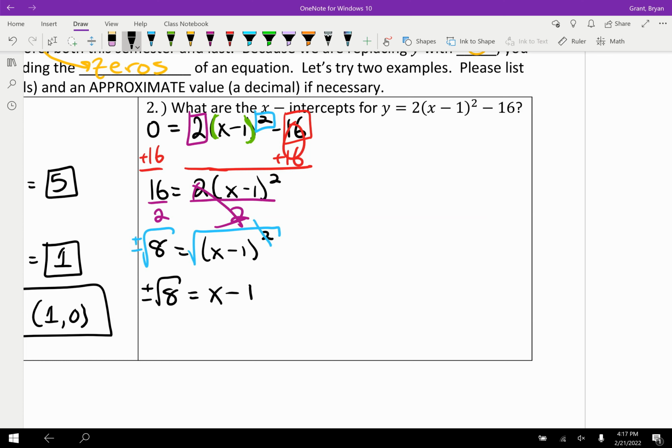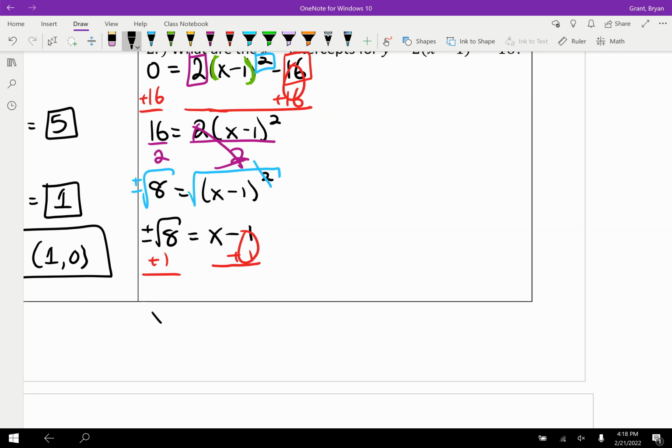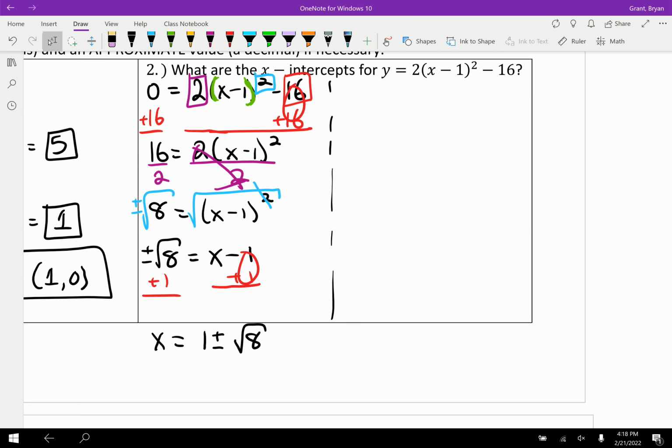Equals x minus 1. And we'll finish by adding 1 to each side to give me, I'm going to switch the x over to the left just because it makes me happy, 1 plus minus the square root of 8. Now there are a few things here that we should probably realize. First, the square root of 8 reduces. So that factoring sheet we got on 7.3, let's go ahead and reduce the square root of 8.